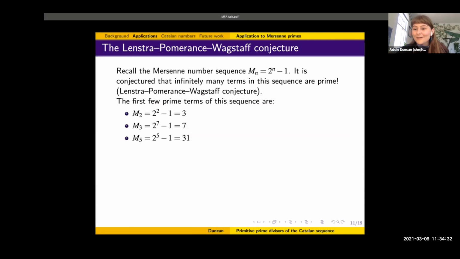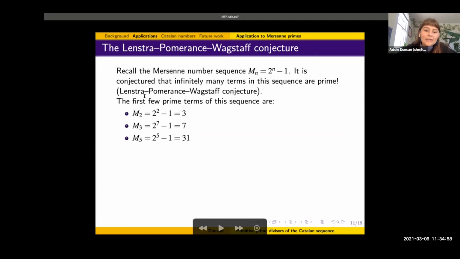And you also might be wondering, why do we care about primitive prime divisors? Well, there are some ways that we can think about primitive prime divisors that help us understand things about sequences. So remember that Mersenne number sequence that we talked about before. It's an open conjecture that there are infinitely many terms of this sequence which are prime. And the most current formulation of this conjecture is known as the Lenstra, Pomerance, and Wagstaff conjecture.